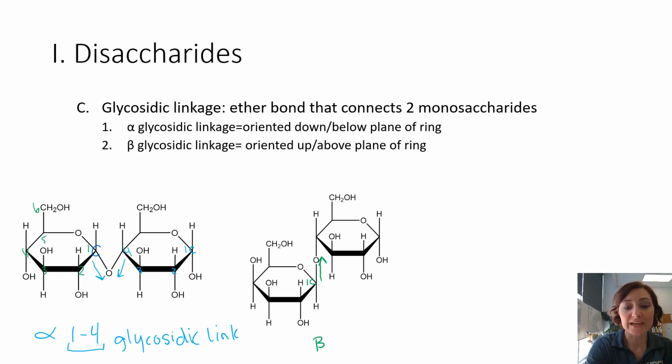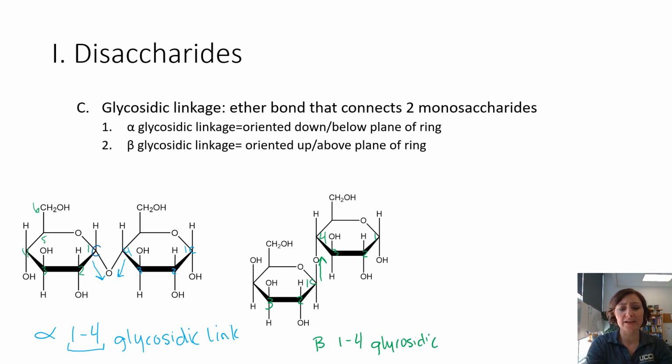We are going to again number, and I'm not going to continue numbering because I've already gotten the carbon that's involved in the glycosidic linkage. 3, 4. So this is again a 1,4 glycosidic linkage. This time it is a beta.